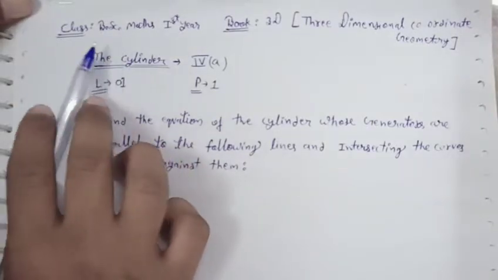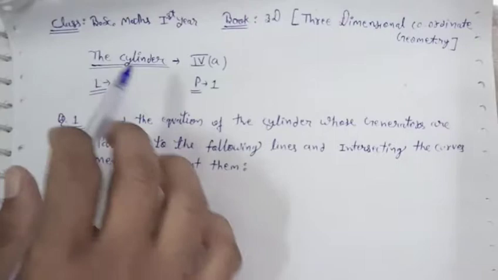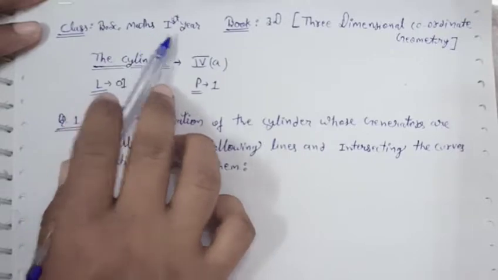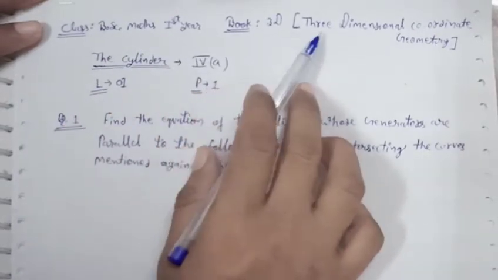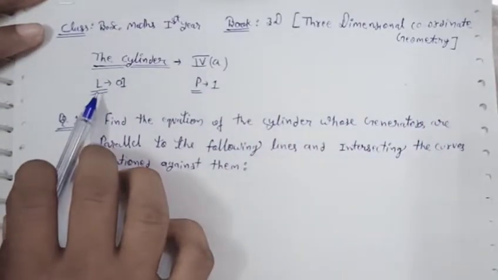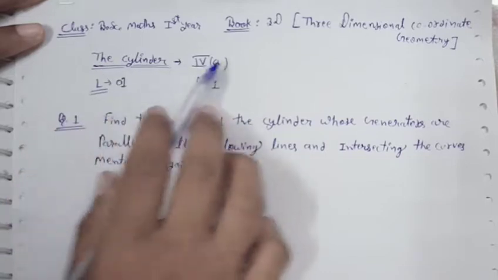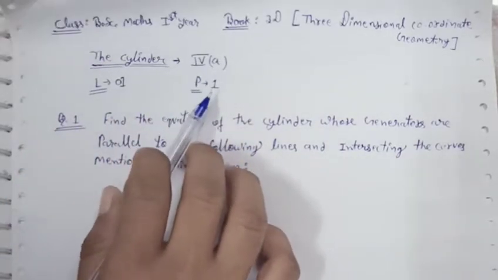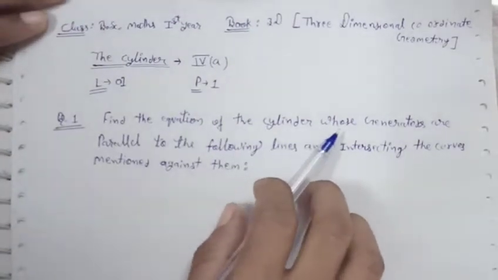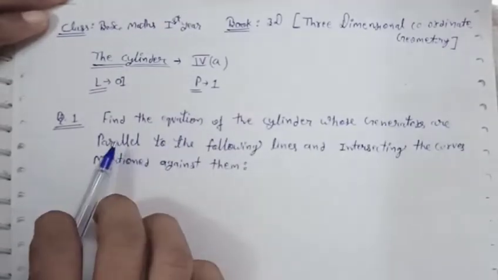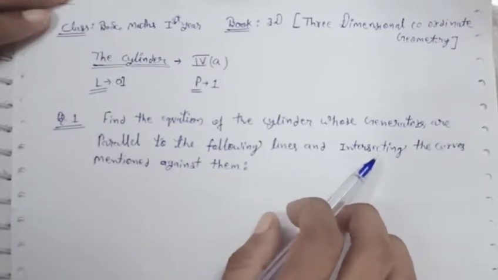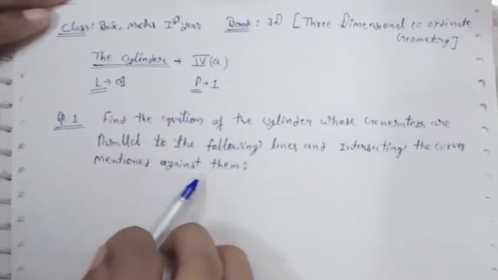So today I am taking a new exercise, the cylinder. Class BSc Maths first year, book name is 3D, Three Dimensional Coordinate Geometry, and today's lecture is on the cylinder, exercise fourth, part first. Question first: find the equation of the cylinder whose generators are parallel to the following lines and intersecting the curves mentioned against them.